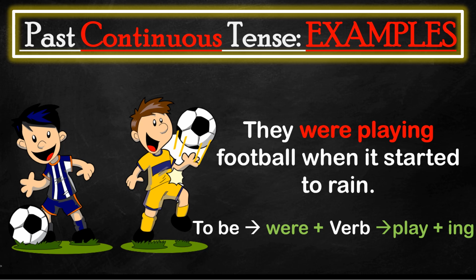So here, since there are two boys, we are using the word they, and we are using the helping verb were, not was. So that is the to be verb. Along with that, what is the main verb or the root verb? We use the verb play, and to make it a past continuous tense, I would add ing.